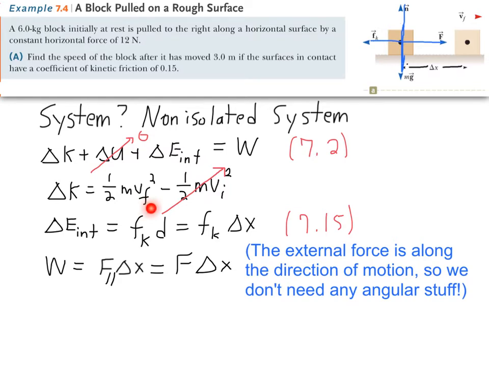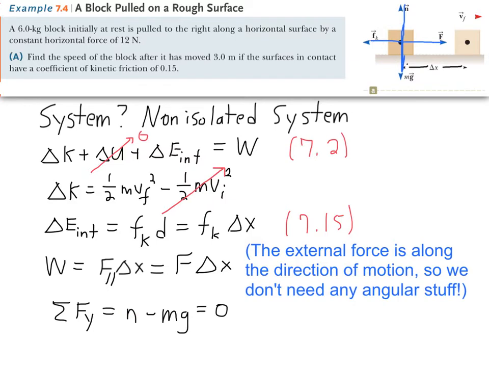We're looking for Vf. We have the mass, we have the force, we have delta x, but we don't actually have the force of kinetic friction. Well, that's just a Newton's second law problem. So here's Newton's second law in the y direction.